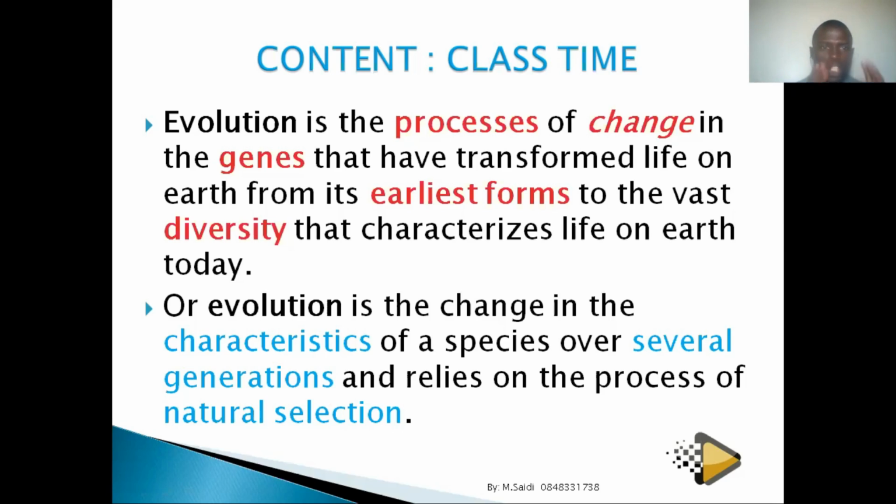Evolution means change from a simple form into a more complex form over many generations. That is in layman's language. If someone asks you, what is evolution? Change from simple form to a more complex form over many generations or over a period of time. That's what you call evolution.